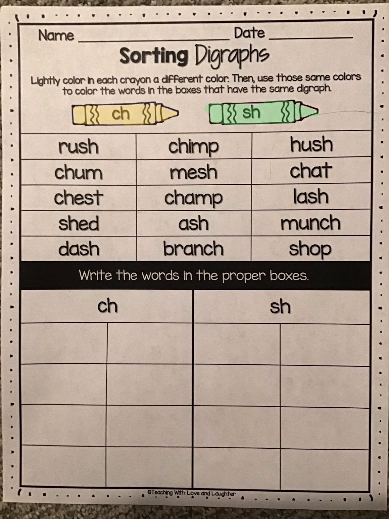If it has an SH digraph, you will color the word with the matching color of the crayon at the top. If it has a CH digraph, you'll want to match it with the color that you chose for your ch crayon at the top.